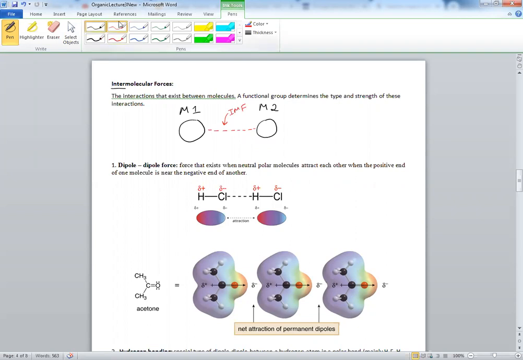So be careful. Intra is usually within that. So intra is within, inter is between. For example, if I have a covalent bond, that's intramolecular, that's within.